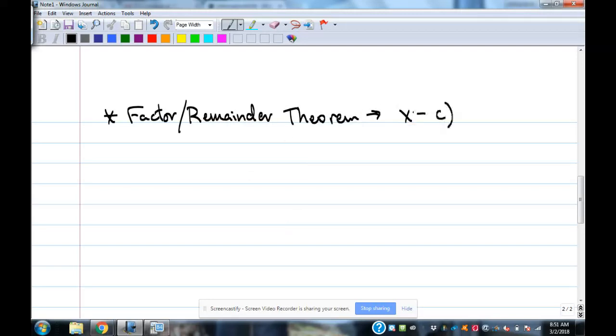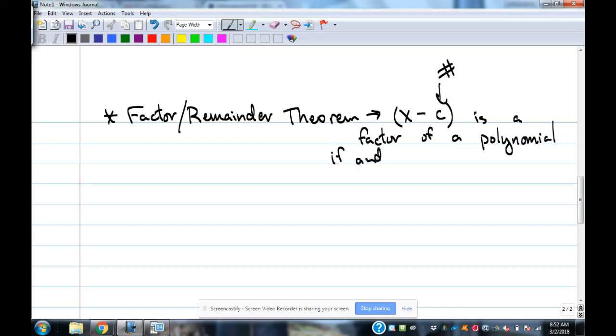X minus, we'll say C, and C is just a number, any number. X minus C is a factor of a polynomial if and only if f of C equals 0 and the remainder is 0.